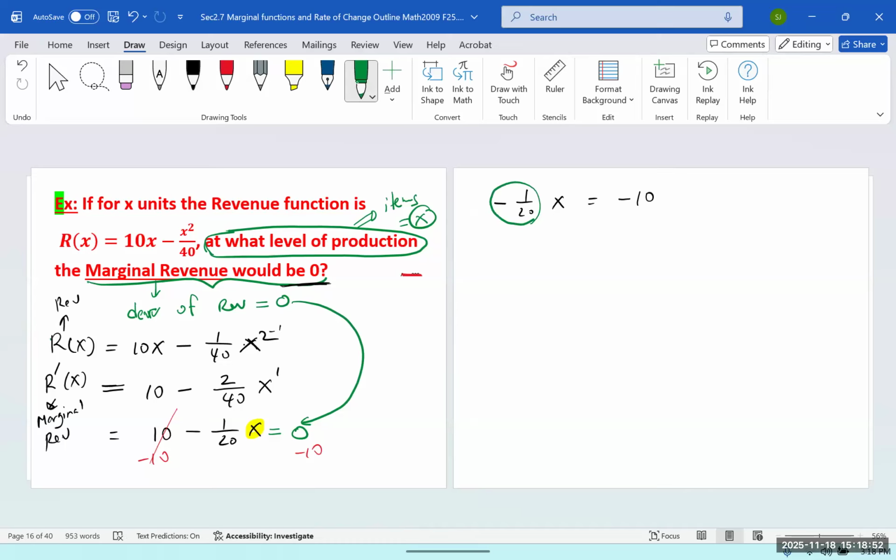How can we get rid of this negative 1 over 20? We can divide or we can multiply. Multiply by -20 on both sides. So -20 cancel out. We get our x alone. What is -10 times -20? 200. So we are going to get marginal revenue when we have 200 items sold.